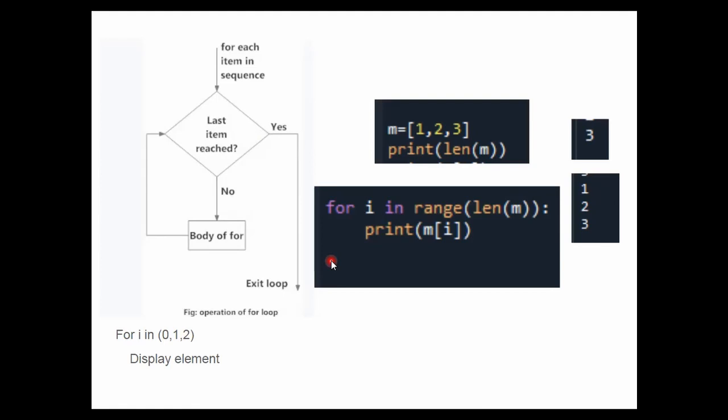So how will we come to know whether the body is terminated? Whenever we do not leave the indent, that will be treated as the exit of your for loop.